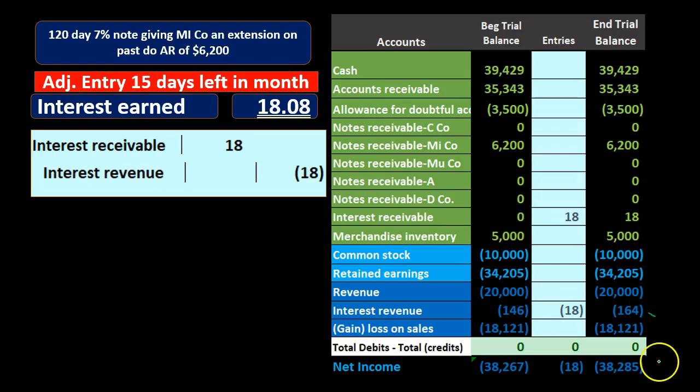On the income statement side, increasing net income, even though we have not yet generated the cash, because we have earned revenue over that 15-day time period. And we're going to recognize the receivable that is owed to us as of the cutoff date, that $18. We're not going to get paid until the end of the time period, the 120 days, and we're going to accumulate more receivable as that time passes for the days that pass. But at this point in time, we've accumulated $18 more on the original $6,200 that is due to us.